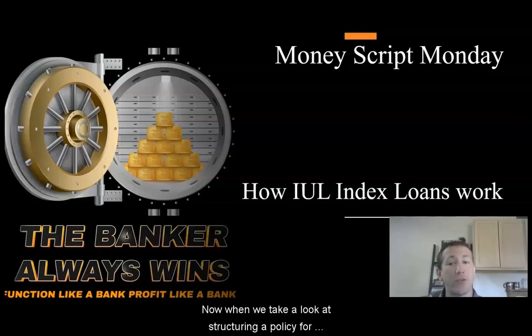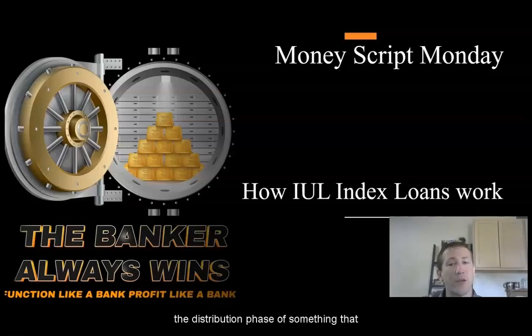Now, when we take a look at structuring a policy for maximum efficiency and maximum cash flow, there are three different phases that we want to look at. Typically, most of the emphasis is on the first two, which is your contribution and your accumulation phase. In these stages, you overfund up to the non-MEC guidelines and you earn a decent return over time.